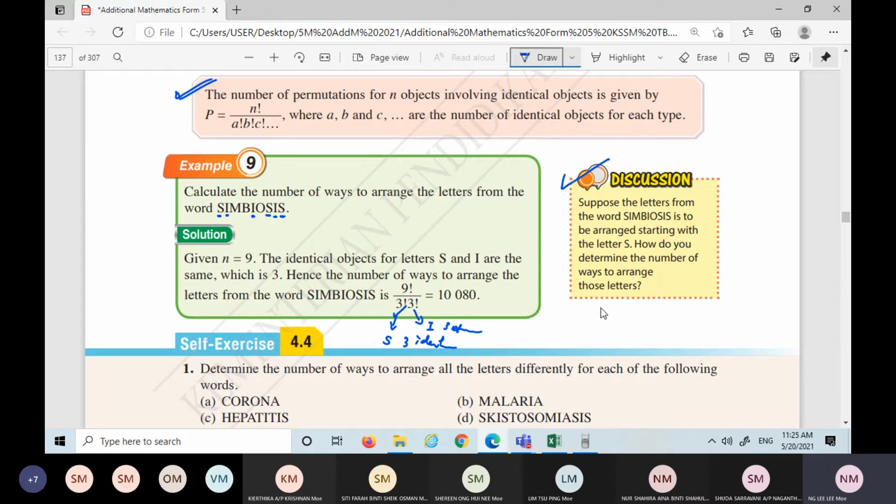How to do these questions? The first letter is S. You arrange here S, so one way.